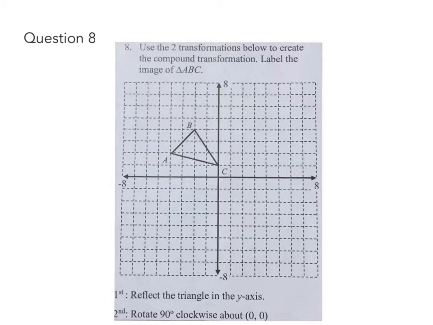A compound transformation is when there are multiple transformations to get the final image. A common mistake that people make here is that they perform both the first and the second transformation on the original pre-image, triangle ABC. Instead, we're going to first reflect it in the y-axis, then with the image we get from that, we're going to rotate it 90 degrees clockwise about 0, 0, or the origin. So we're actually going to get a final image that's based on the first step.